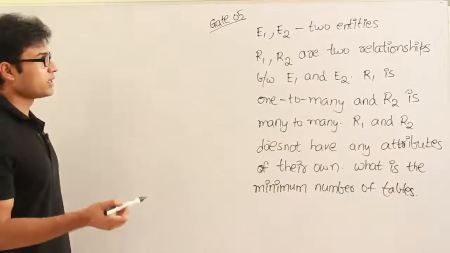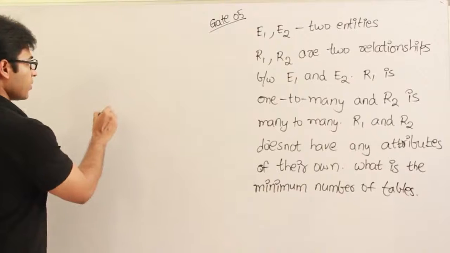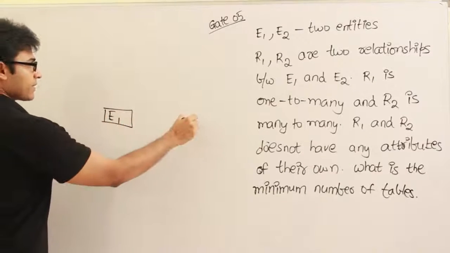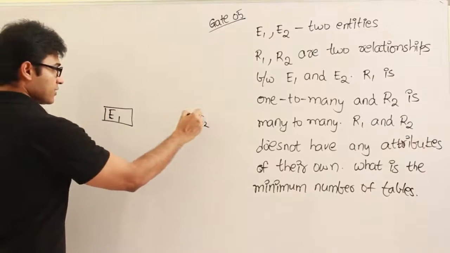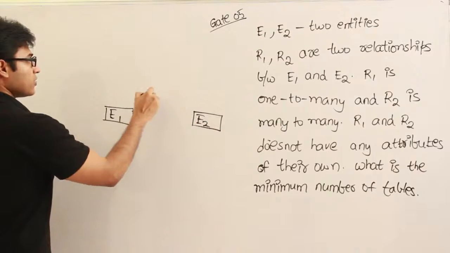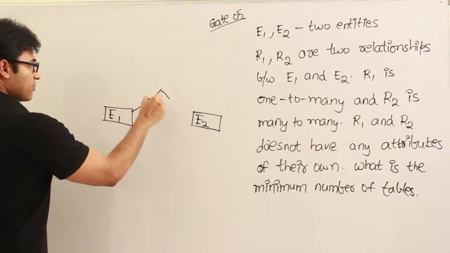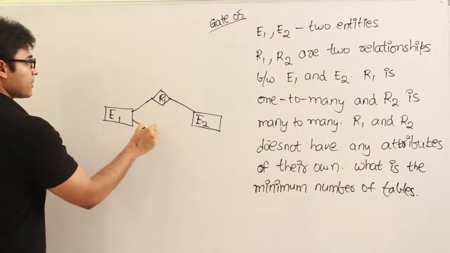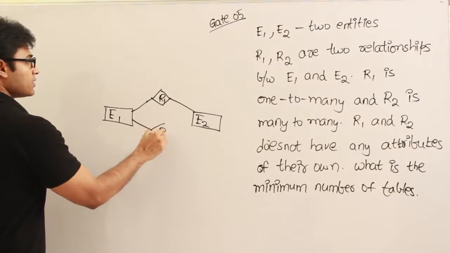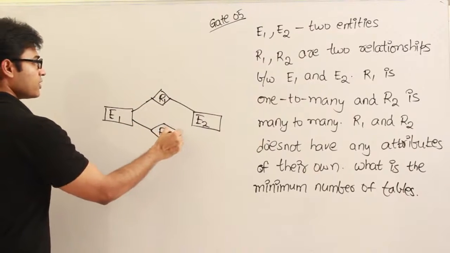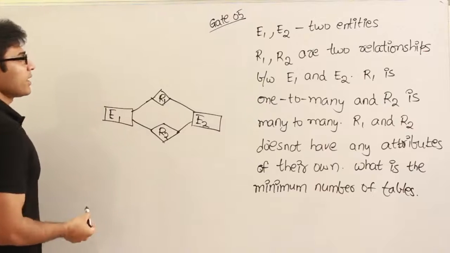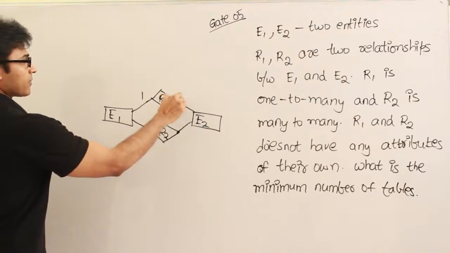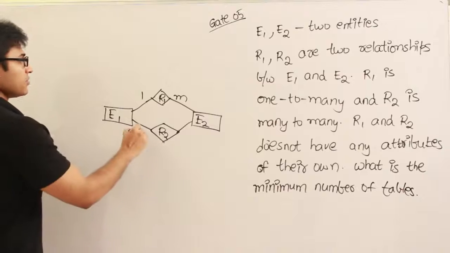If you want to see it in an ER diagram, I'll just draw it for you. E1 is given as an entity and E2 is also given as an entity, and now they are saying that there are two relationships between E1 and E2. Let's call one R1 and the other R2. R1 is a one-to-many relationship, and the other relationship is many-to-many.